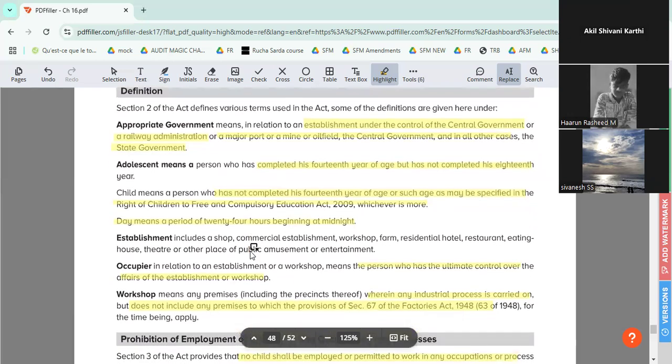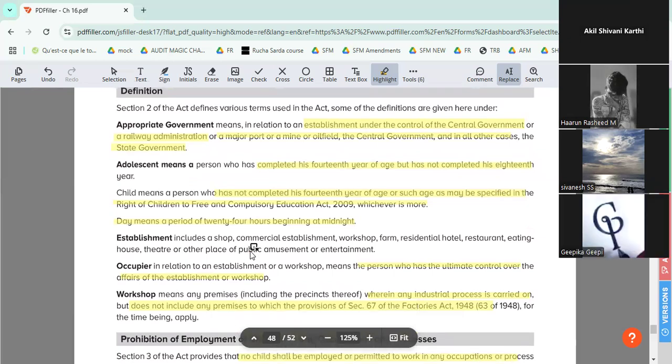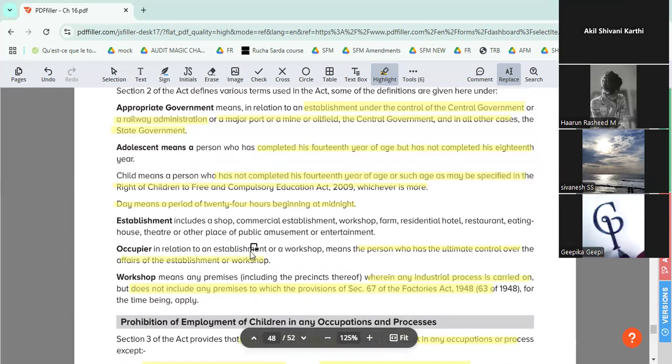Next is adolescent. Adolescent means a person who has completed his 14th year of age, but he has not yet completed his 18th year of age. So, who is a child? Child means a person who has not even completed his 14th year of age or such age as may be specified in the Right of Children to Free and Compulsory Education Act 2009, whichever is higher.